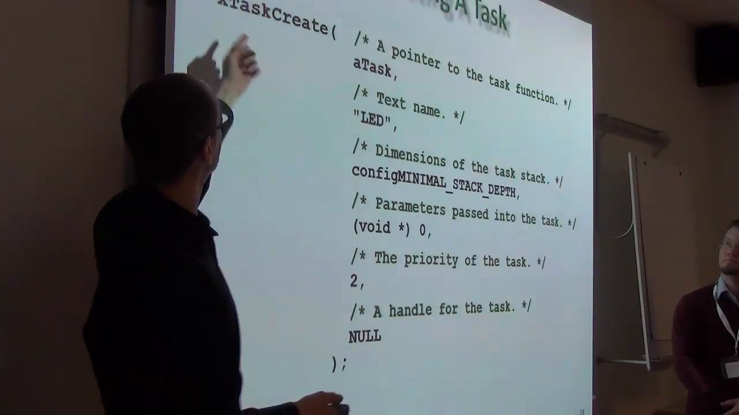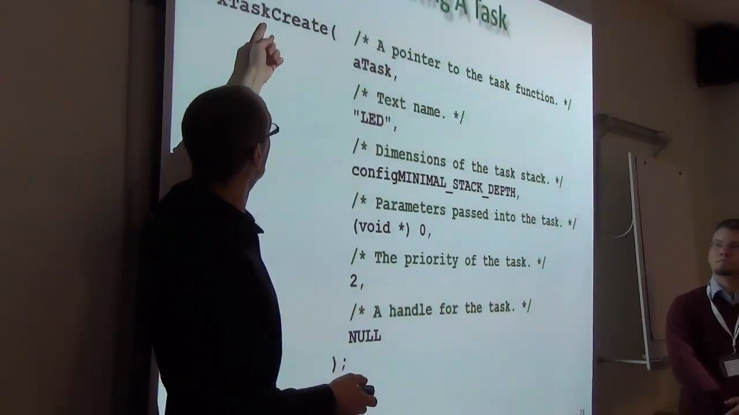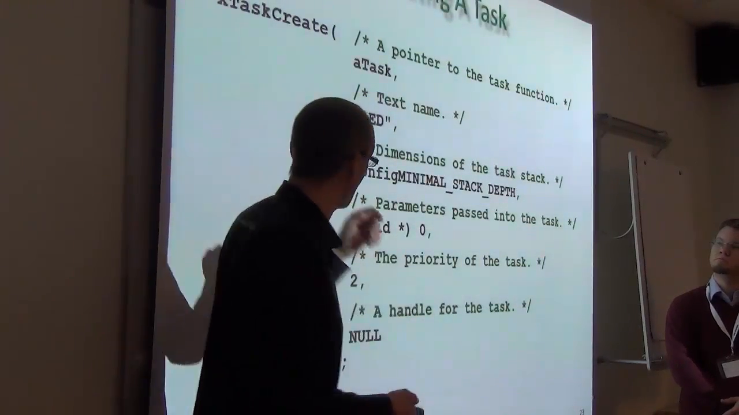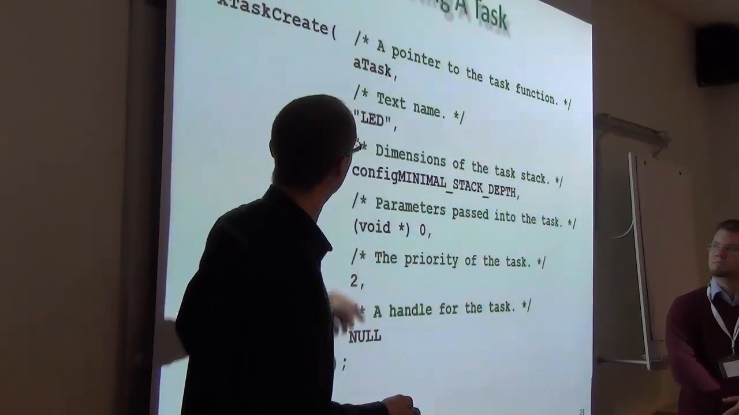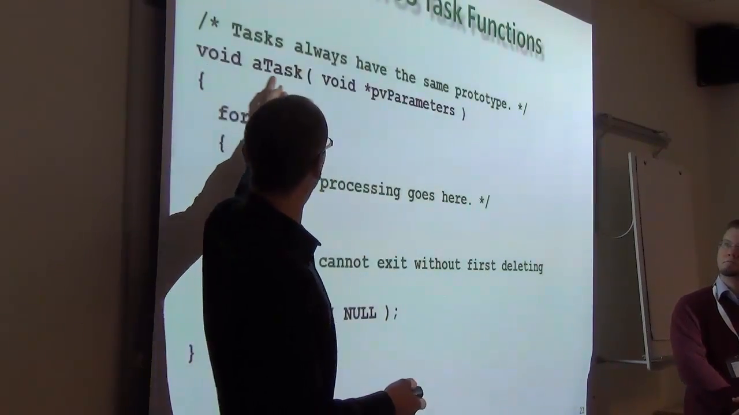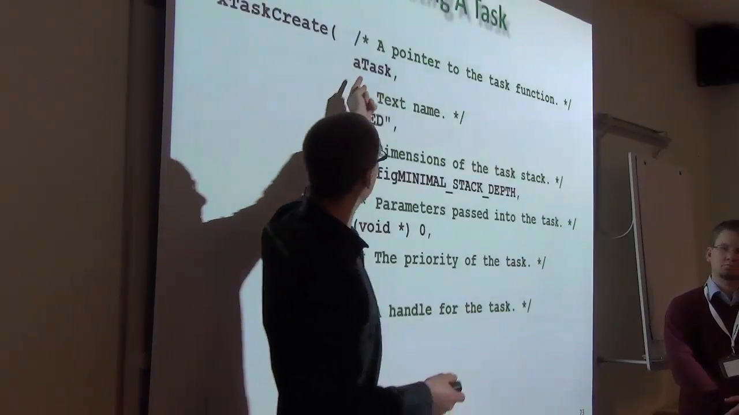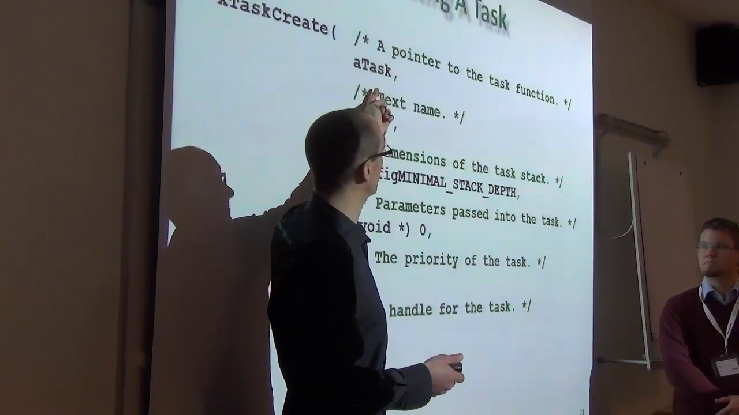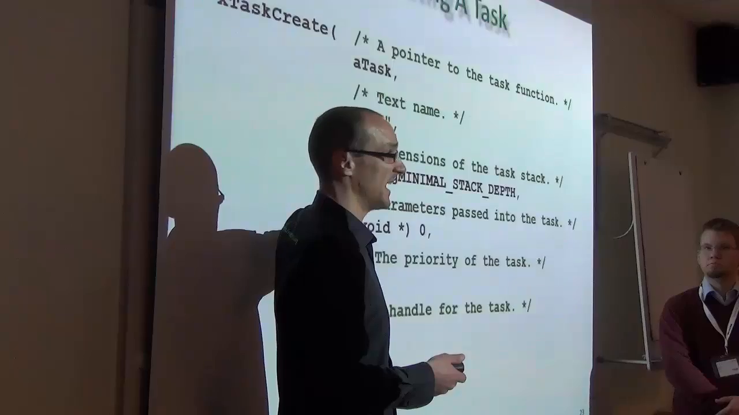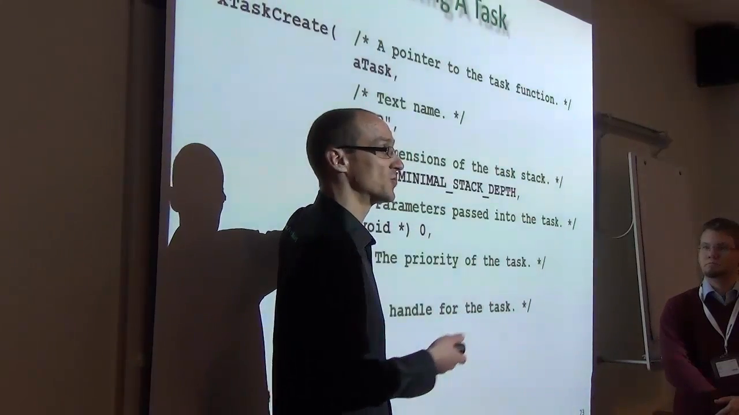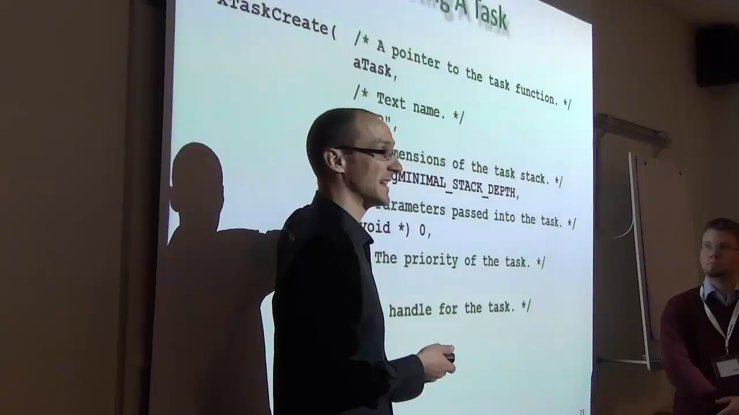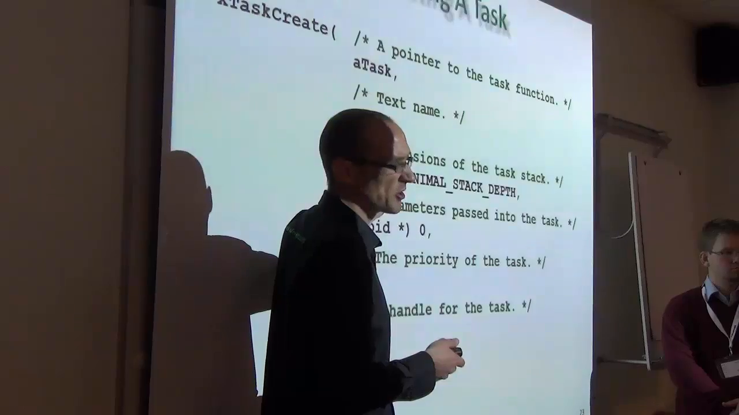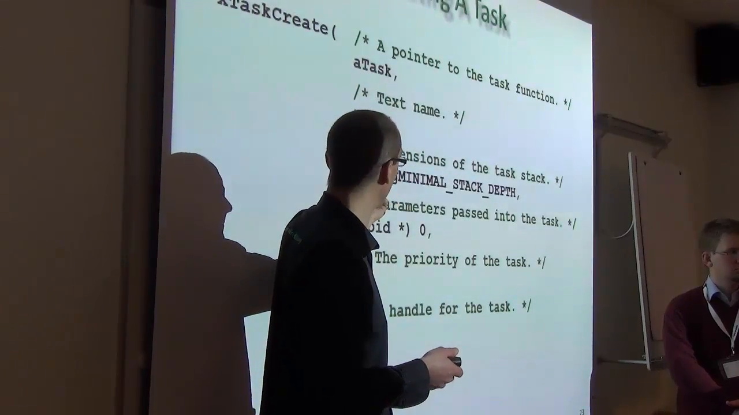So creating a task is defined in task.c and it's create. This is why I say it's the most complex one, because of the number of parameters here. On the previous slide, we defined a function called a task, and this is the first parameter. So we're passing in the task that we want to create. We give it a text name. That's useful for debugging, like with the trace tool. The kernel doesn't actually use that itself. It just makes things a bit more human-friendly when you're looking at debugging.